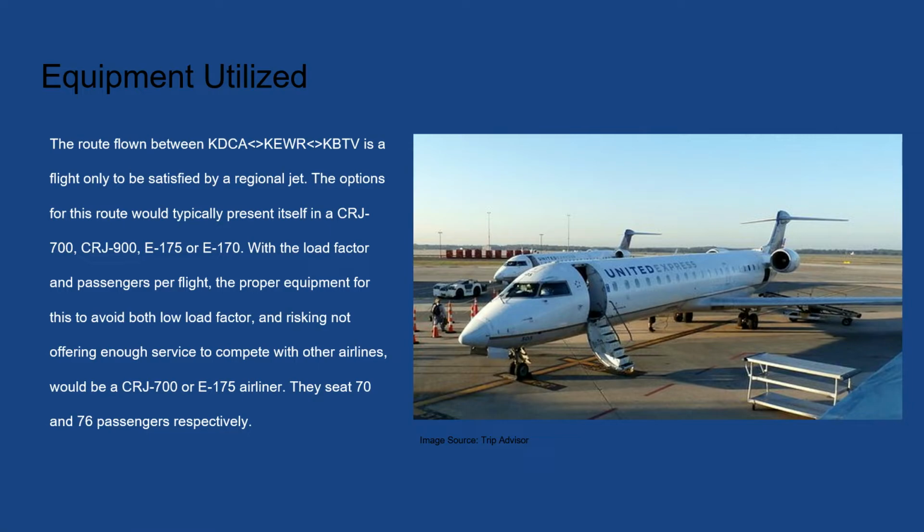So the equipment we see on this route, to right size this route, would be a CRJ 700, CRJ 900, Embraer 175 or 170. Generally, we're seeing the CRJ 700 and Embraer 175s as the more popular aircraft. They seat 70 and 76 passengers. The airlines that use the CRJ 550, for example, have opted to go away from that for reasons of load factor on those is so much lower.